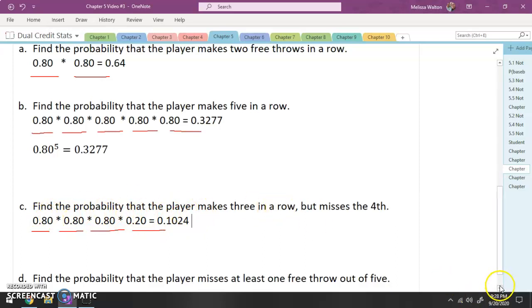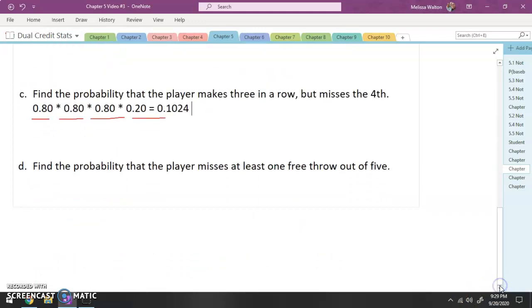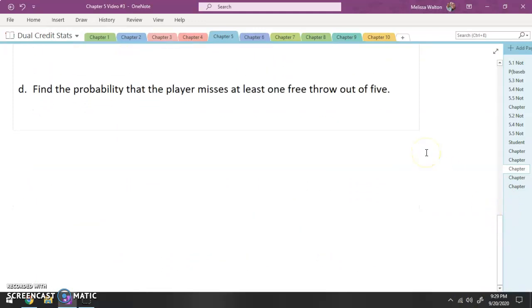All right, last one. And there is a long way to go about this, and there is a short way to go about this. And I want to go the short way. But let's go ahead and get some intuition here. Find the probability that the player misses at least one free throw out of 5. Ooh. So whenever I see the words at least, that is a huge indicator that we're going to have some careful calculations here.